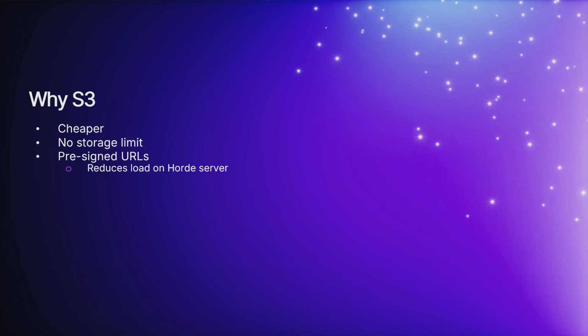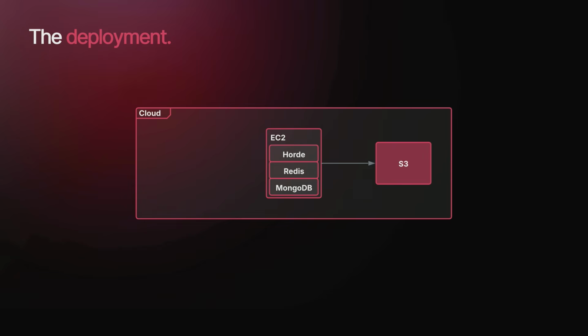So here we're going to choose S3. It's nice that it is cheaper and doesn't have a storage limit. But yeah, the pre-signed URLs is really a major benefit here. So now we've chosen S3 as our storage backend. It's offered lower prices and increased convenience, as well as the ability to now use pre-signed URLs.